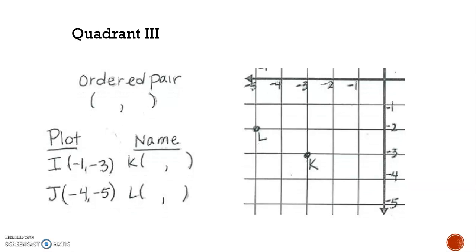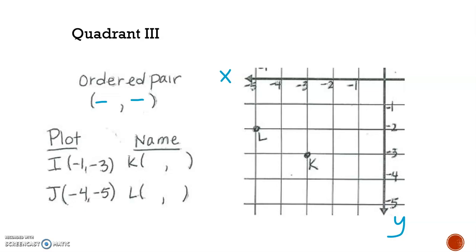All right, quadrant 3 is next. So again, this is your x values. This is your y values. You can see that all your x values are negative, all your y values are negative. So in order to get into quadrant 3, your x and your y both need to be negative.